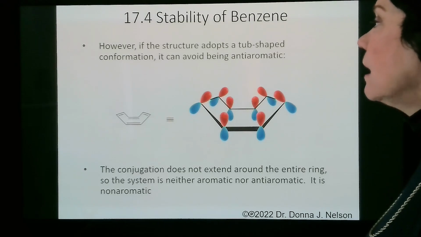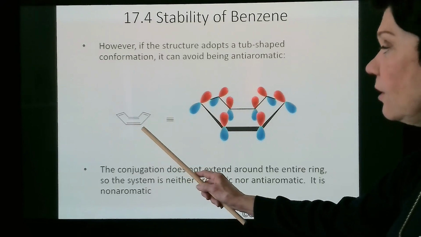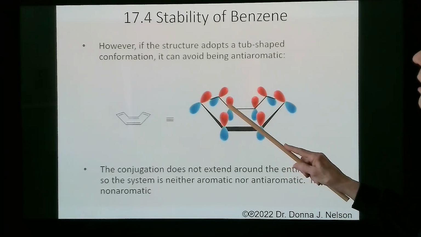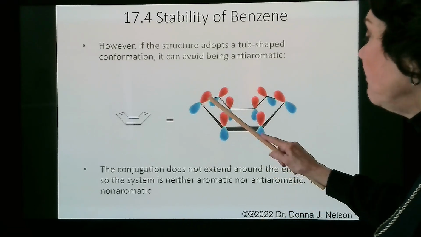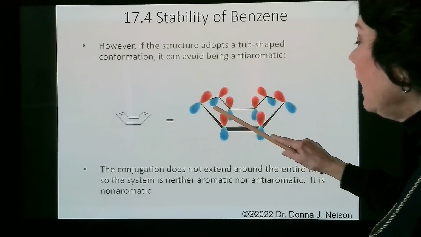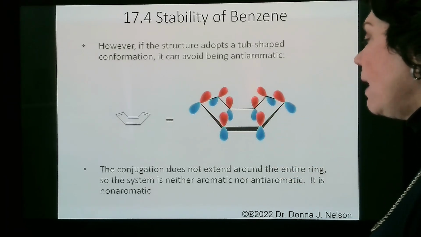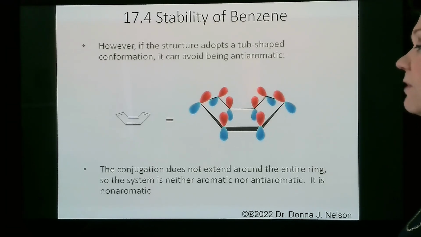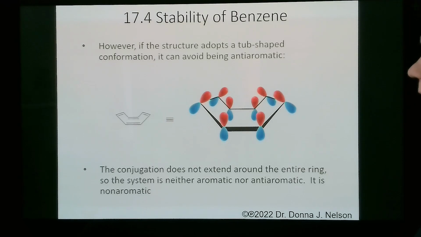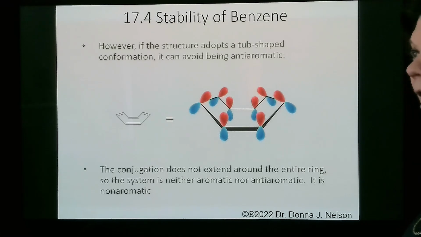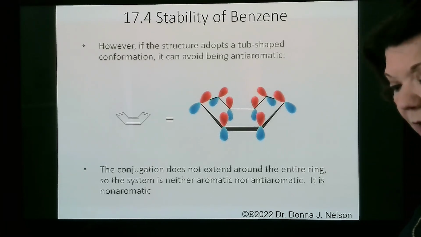Indeed, it's anti-aromatic. It adopts an unusual sort of tub-shaped conformation so that it can avoid some of the overlap. Notice now the p orbitals are no longer fully overlapping with each other, and that way it avoids some of the interaction. Since it's not planar, it avoids being anti-aromatic because the p orbitals are not fully overlapping.